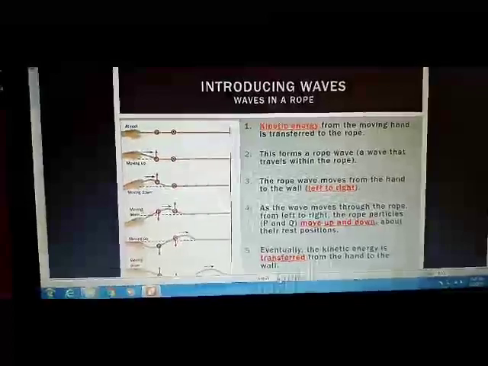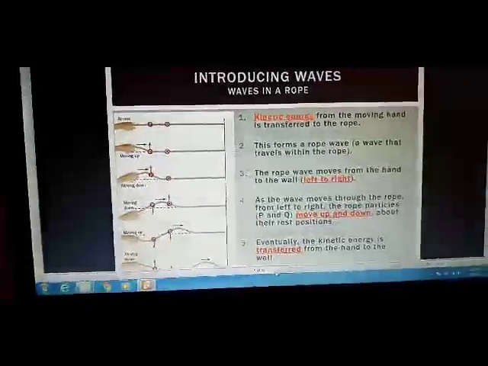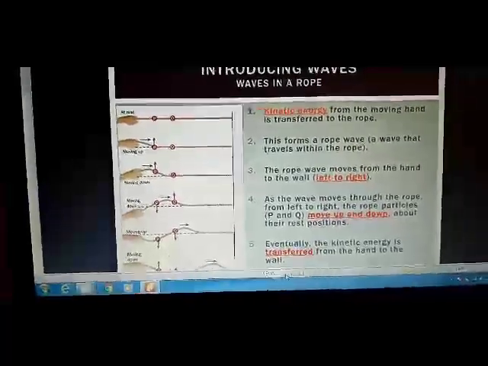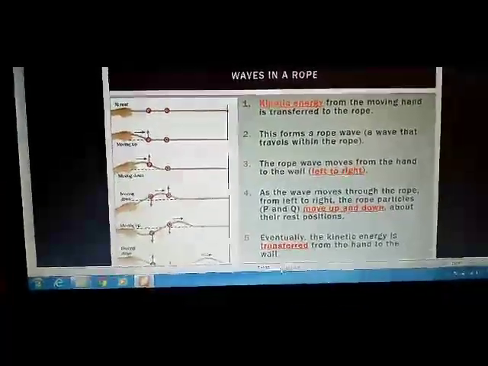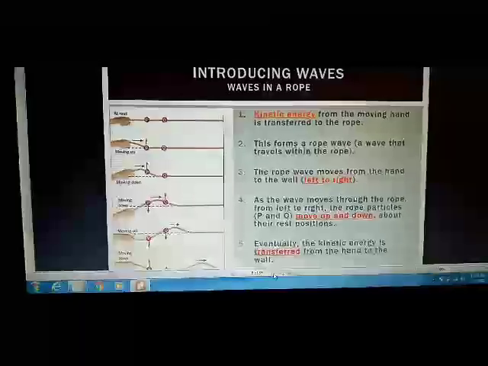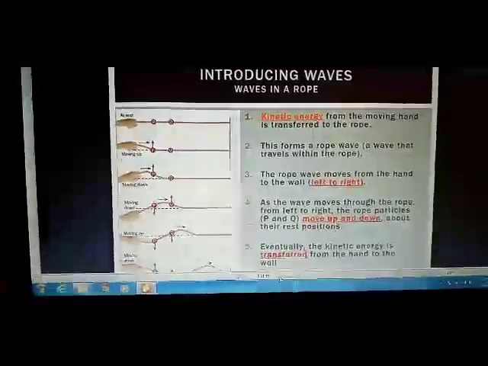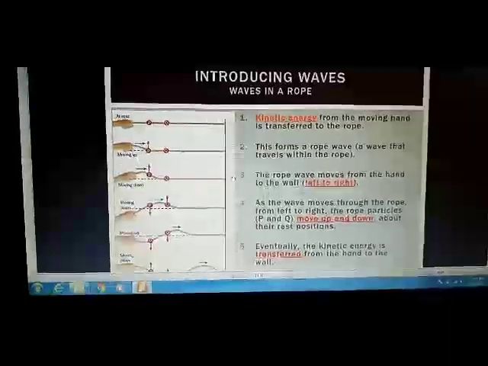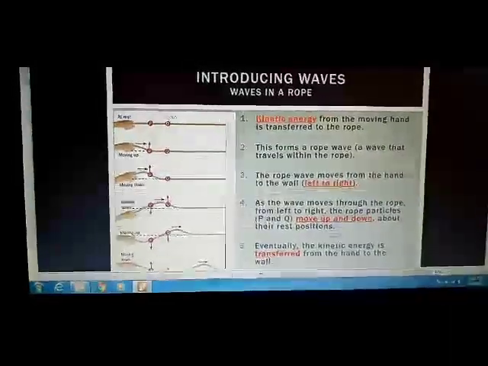Now you can see the waves in a rope. It is very important to understand how waves are produced in a rope. As you can see in the diagram, in the first part, when the hand is at rest, one end of the rope is in the hand and the other end is fixed. When your hand is at rest, the points P and Q are at rest. You can see in the diagram that the points are at rest.